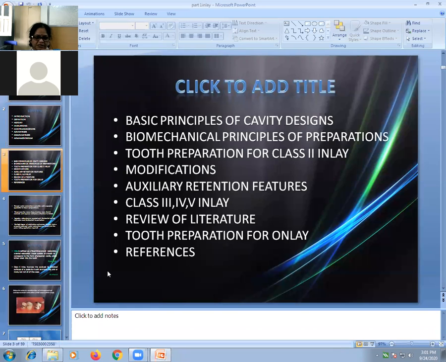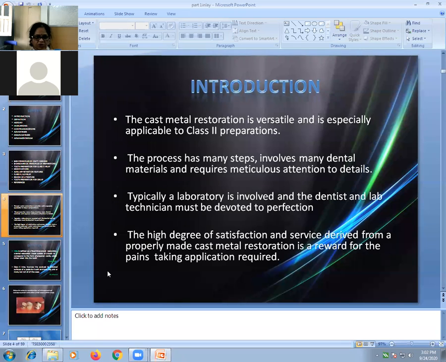As you know, the biomechanical principles of the cavity preparation are the same as those of the cavity design for the amalgam. That is, the outline form, retention, and resistance. You must know those cavity designs, you have just gone through that. In detail, what are the auxiliary specific features given for the inlays, and what modifications do we have to do? That we are going to see in detail in today's lecture.